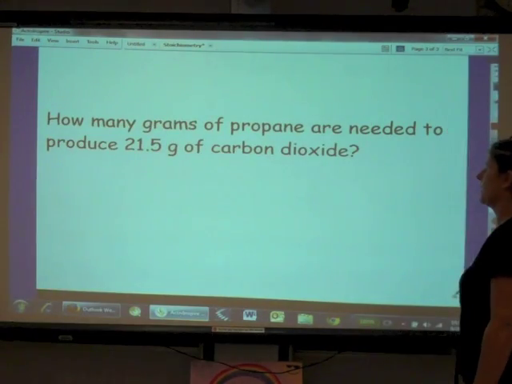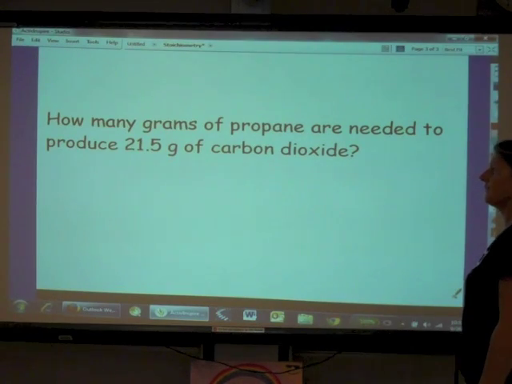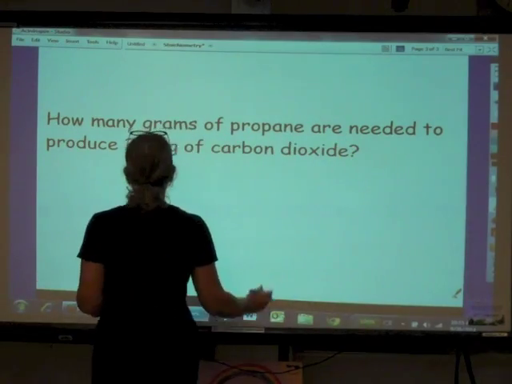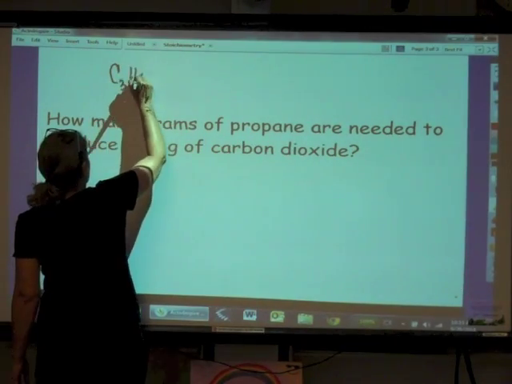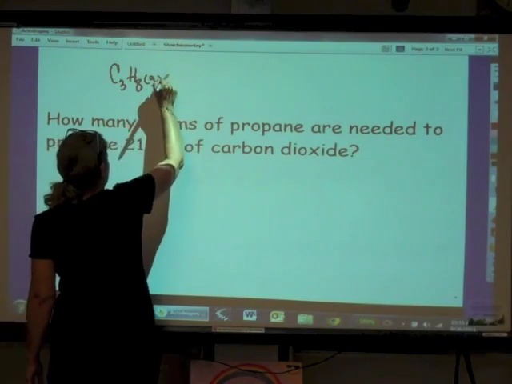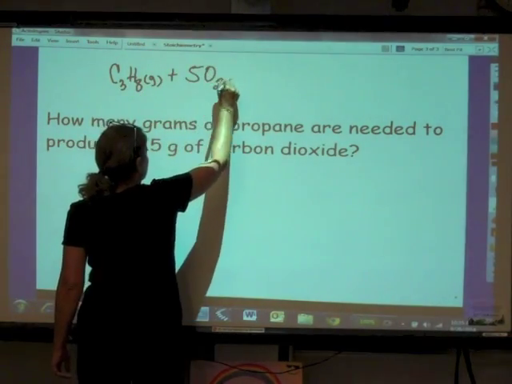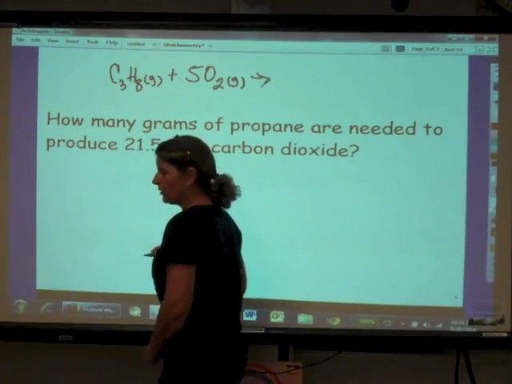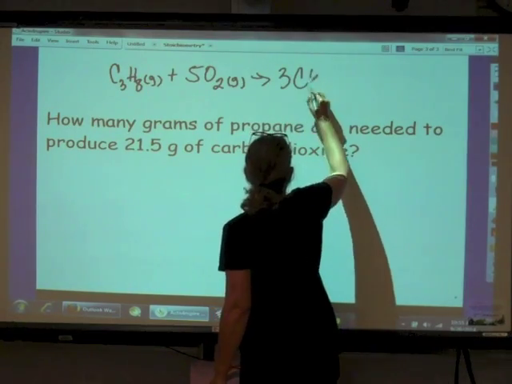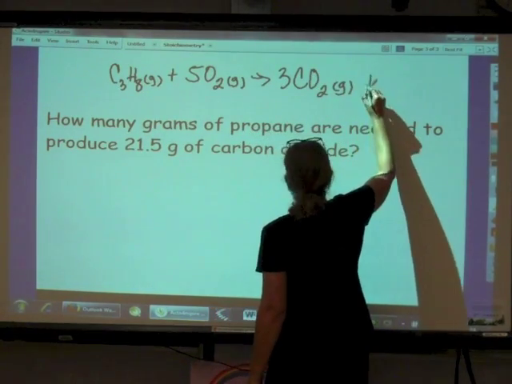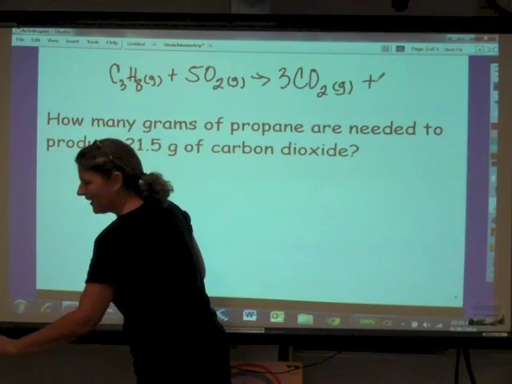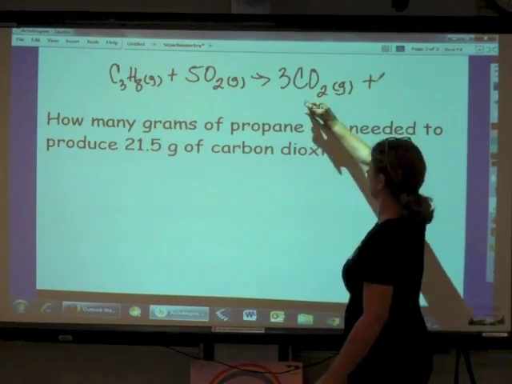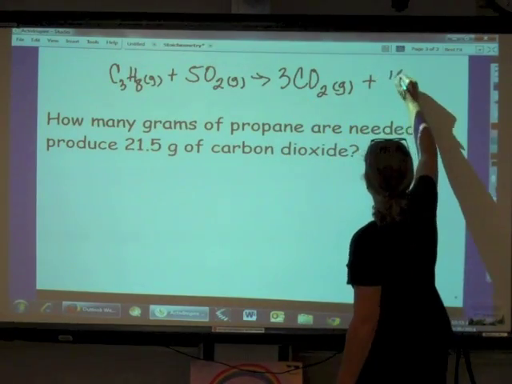How many grams of propane are needed to produce 21.5 grams of carbon dioxide? Okay, so again, C3H8 reacts. It's going to react with 5O2 to give me 3 carbon dioxides, 3 moles of carbon dioxide, and 4 moles of water. Did I say 3 grams? I meant 3 moles. Plus 4 moles of water.